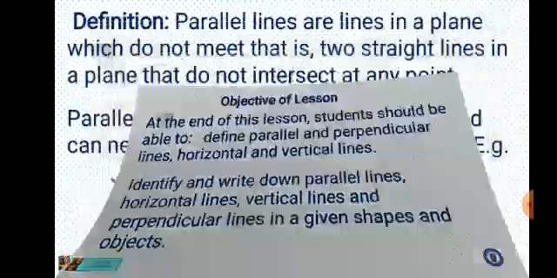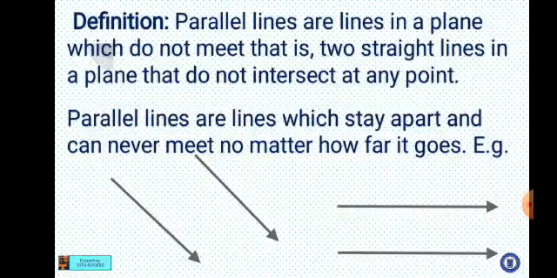Definition: parallel lines are lines in a plane which do not meet. That is, two straight lines in a plane that do not intersect at any point. No matter how far the two lines go, they can never meet. Parallel lines are lines which stay apart and can never meet no matter how far they go.